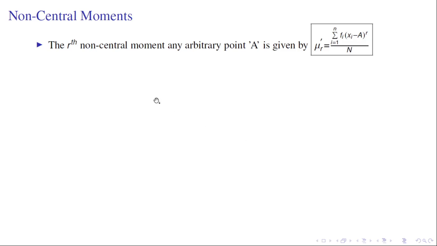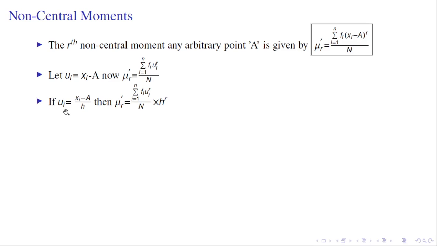The rth non-central moment about any arbitrary point A is given by mu r dash is equal to summation f i into x i minus A power r, divided by n. This is the definition for the rth non-central moment. Let u i is equal to x i minus A. In the previous lecture I used d; here u i is equal to x i minus A. We are subtracting A from every value. Now mu r dash is equal to summation over i is equal to 1 to n of f i, instead of x i minus A, u i power r.